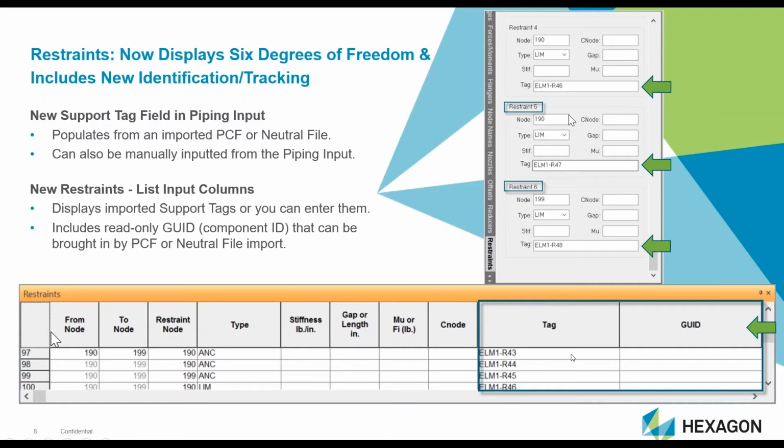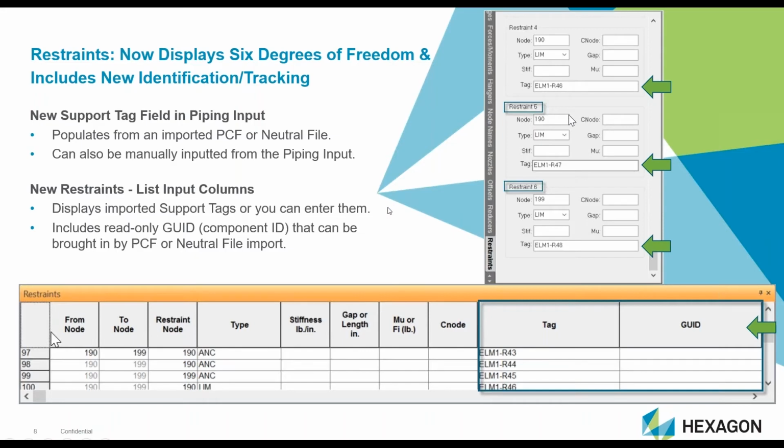And you'll notice by the green arrows that I've also added the tag. We've also added the tag element here. And as I mentioned, these can be imported in through a PCF or through the neutral file, or you can manually type them in here in the piping input. In the same sense, these items also appear on the list input columns. So you can see outlined here with the arrow, the tag column, where you can view and input tags. And there's also this read-only GUID column.